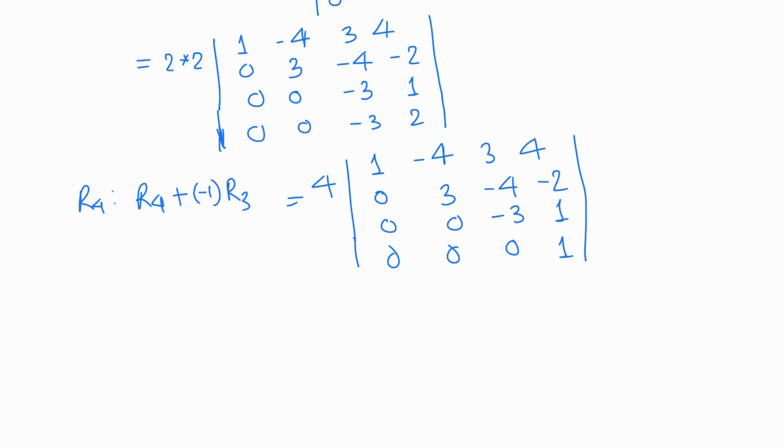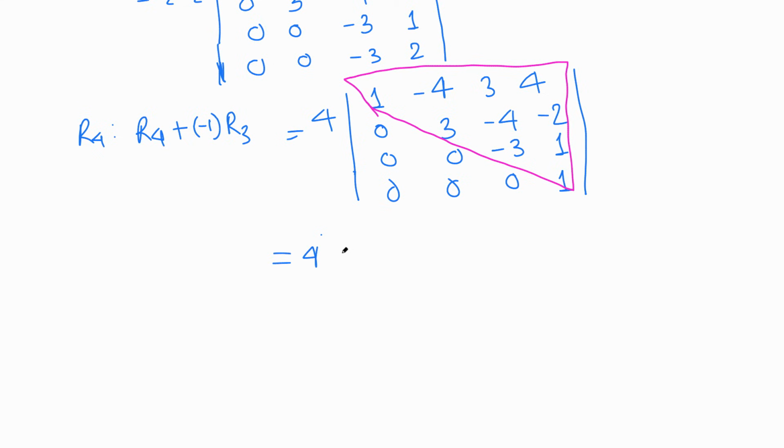Okay, so we have an upper triangular determinant. Then the determinant is just the product of the diagonal elements. So this is 4 times, this determinant is 1 times 3 times -3 times 1, just the product of diagonal elements. That is 3 times 3, 9, 4 times 9, 36, so -36, final.